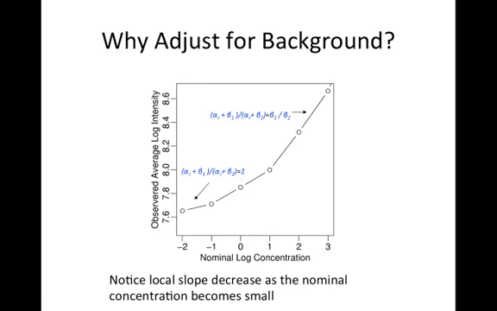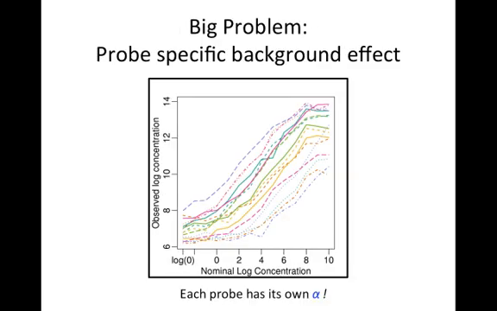So basically what I'm saying is we want this to be a line and not a curve like this. It starts flat and then becomes a line. That's the motivation for background correction, the main, practical motivation. Okay, so here's a big problem.